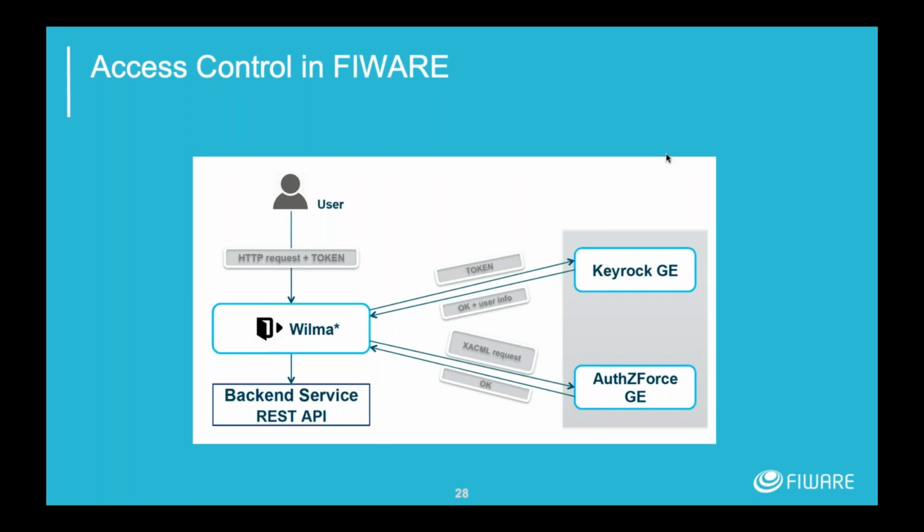The IDM will give back information, including roles or the name of the person, what have you. And then you can either ask KeyRock to adjudicate, or more likely, for a complex scenario, you can ask AuthZForce to adjudicate, which is a policy decision point saying, based on the information I have, should I let this user through or not? It's a fairly standard architecture for securing your services.